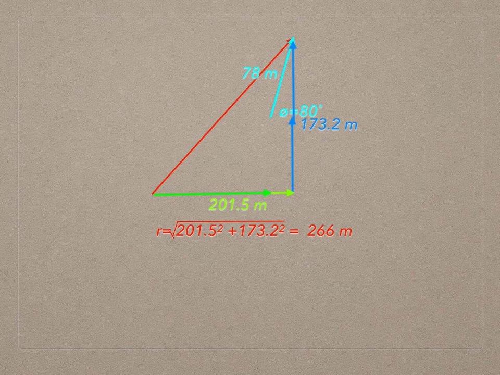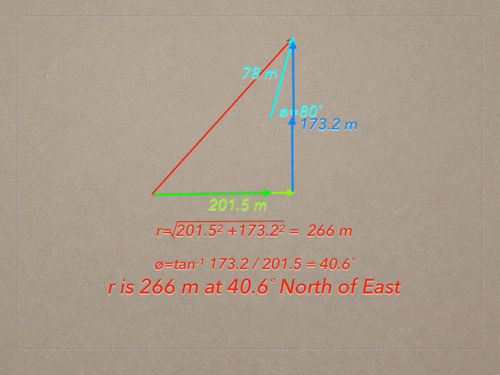To figure out what angle it's pointed, we now have all three sides, so we can use any trig law that we want to figure out the angle. For this purpose, I just selected tangent because I've got the opposite and adjacent sides showing on the screen already. So if we use tangent, the angle is going to be equal to the inverse tangent of opposite over adjacent. That's the inverse tangent of 173.2 over 201.5. That angle is 40.6 degrees. And so there we have it. We've got the final resultant. That red vector is 266 meters long, and it's pointing in a direction of 40.6 degrees north of east.